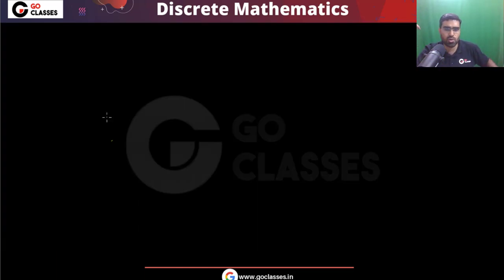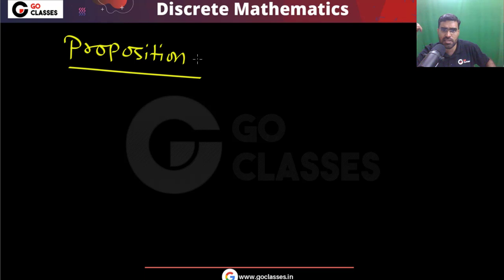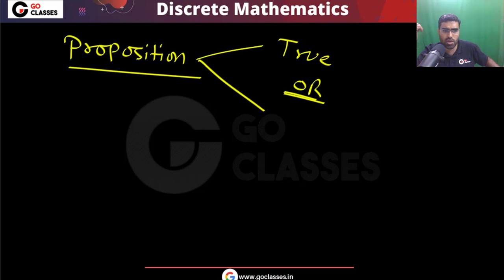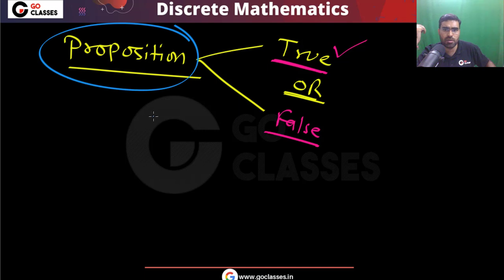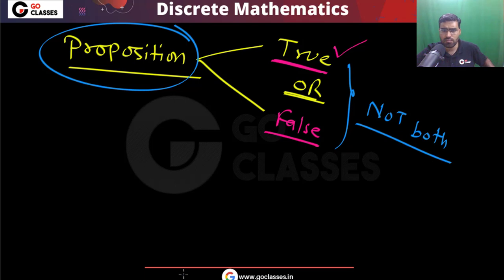So what is the final conclusion? Please understand this simple idea: a proposition is a sentence to which you can assign either true or false. This type of sentence is called a proposition. So it is either true or it is false, one of them, not both.